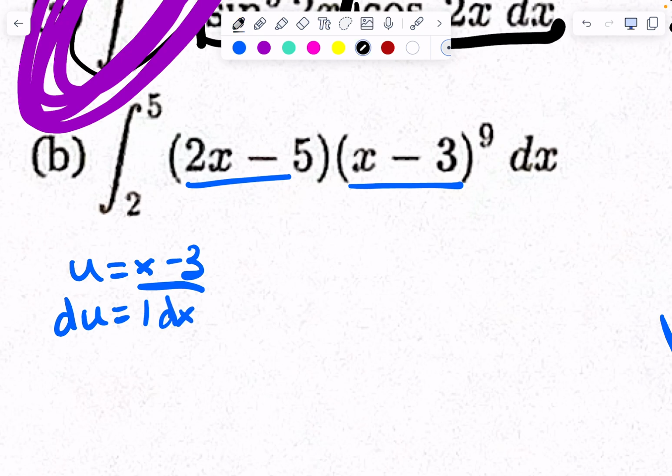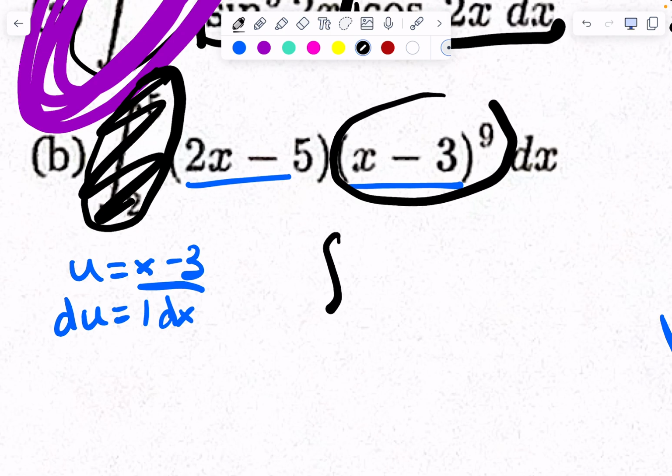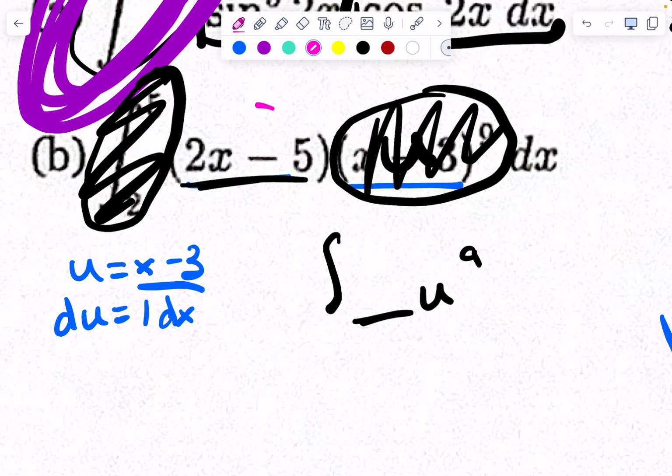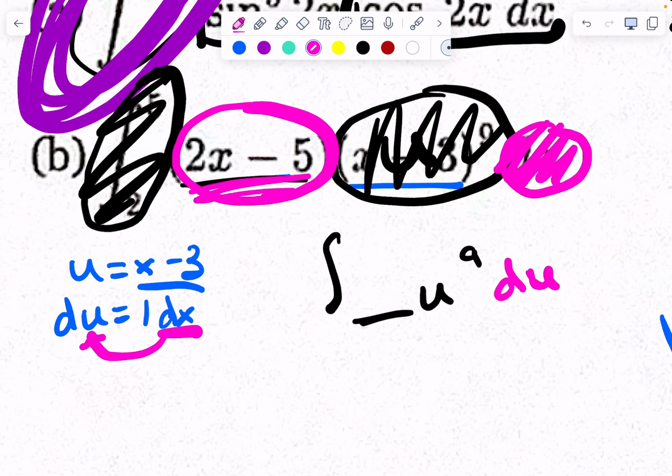Okay, weird. So I'm going to start substituting. My integral symbol goes first. Since this is u, this becomes u to the 9th power. I'm leaving a little bit of space so that I can put some stuff here. Then I need to figure out how to replace this and the dx. I know that dx becomes du. But I still have this 2x minus 5 there, and that's causing problems. I can't just leave it as 2x minus 5, because then I have an x here and a u here, and that's not going to work. So what I have to do is change this x to become u.